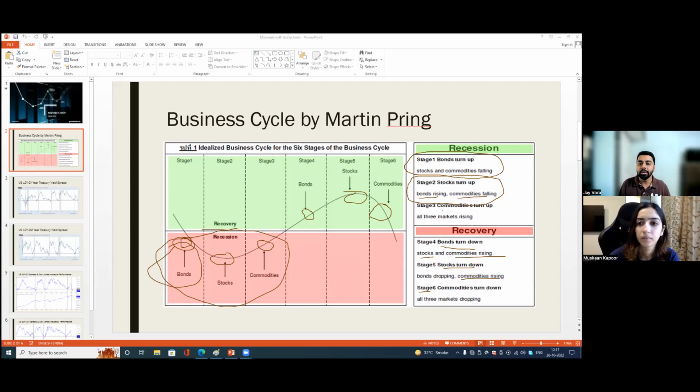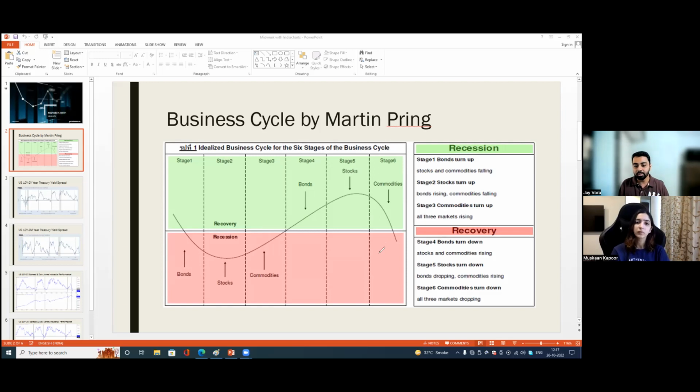Now, the interesting thing is that, like I mentioned, it is very important to understand where we are in this entire cycle. If you see right now, the bond yields are rising higher, which means the bond prices are lower. Correct. The stock market is lower. We are getting some pullbacks in between, but broadly, if you see the trend, it is trending lower. And the commodities are trending down as well. So we are possibly in stage six, wherein everything is coming down.